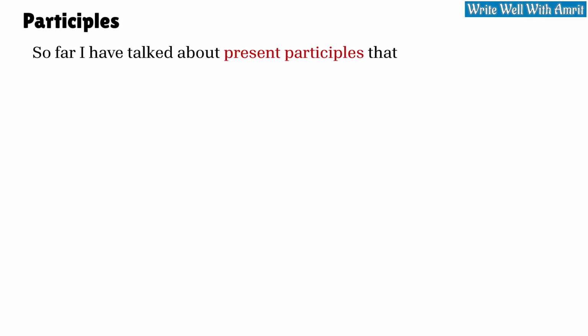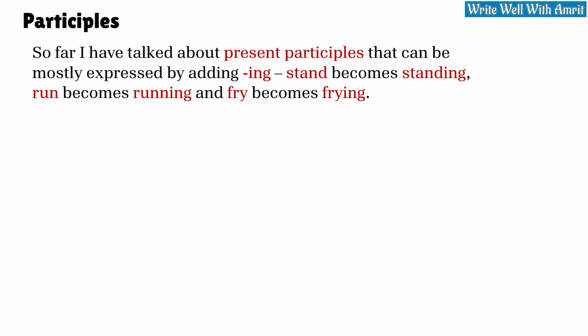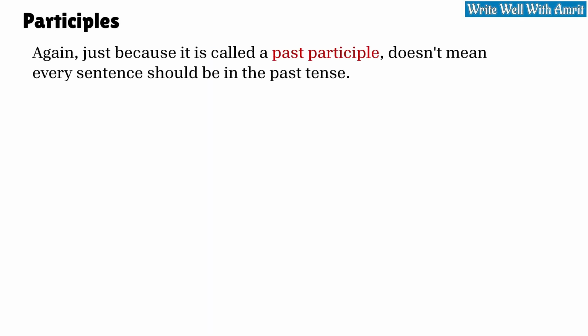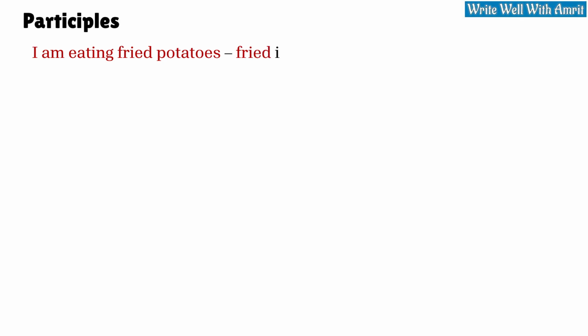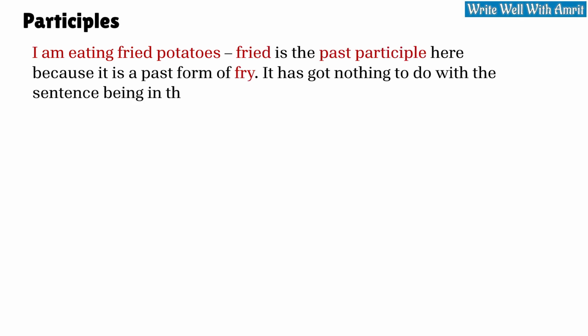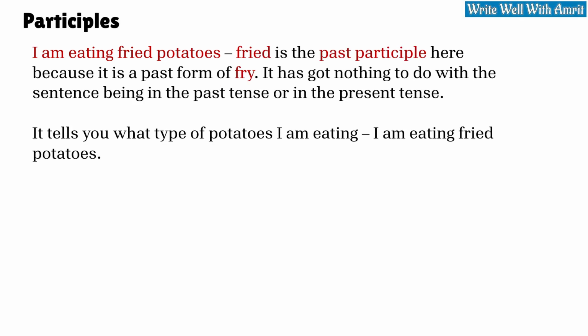So far, I have talked about present participles that can mostly be expressed by adding ing. Stand becomes standing, run becomes running, and fry becomes frying. We also have past participles. Again, just because it is called a past participle doesn't mean every sentence should be in the past tense. I am eating fried potatoes. Fried is the past participle here because it is a past form of fry. It has got nothing to do with the sentence being in the past tense or in the present tense. It tells you what type of potatoes I am eating. I am eating fried potatoes.